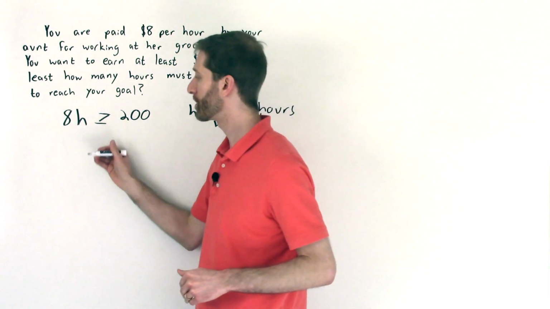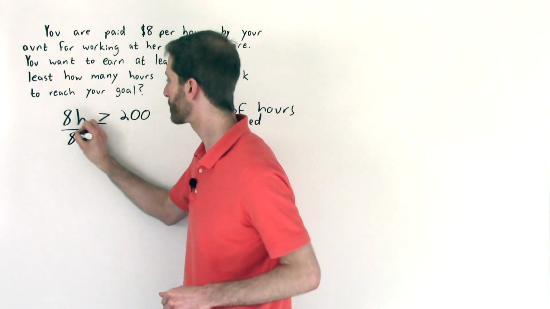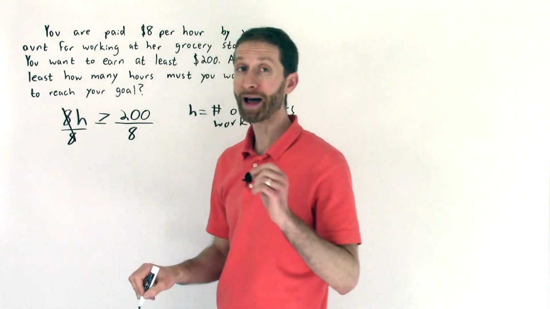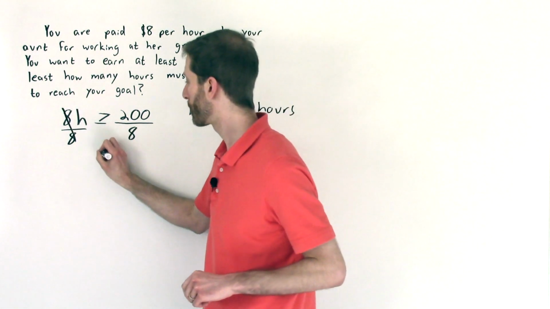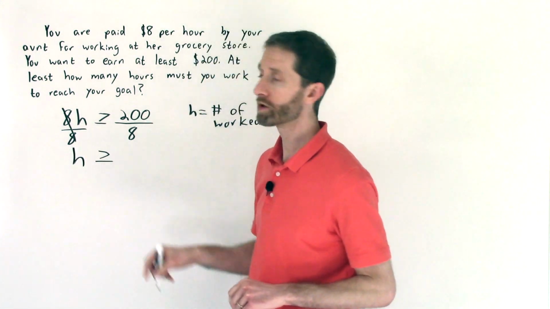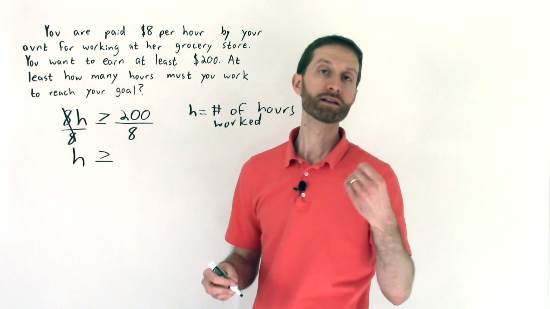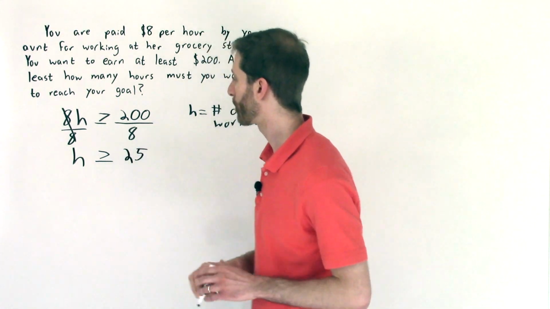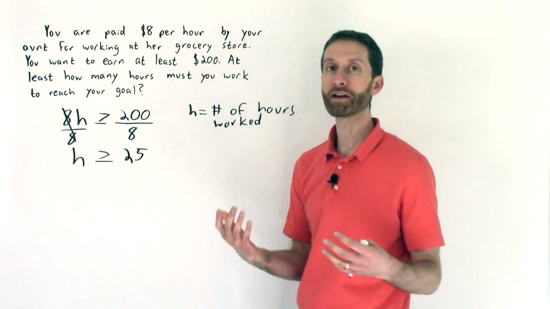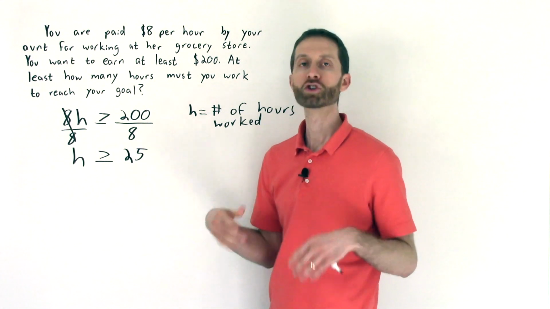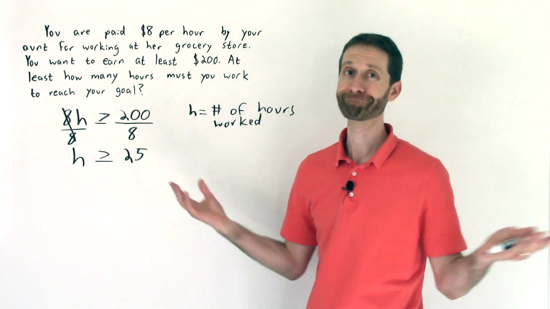We want to undo 8 times H, so we divide both sides by 8. 8 divided by 8, well, it's a positive 8 we're dividing by, so the inequality sign will remain. 8 divided by 8 is 1, leaving us with H. 200 divided by 8, you can either do in your head, by hand, or with a calculator, is going to be 25. So if we were to write out our final answer in words, we would say that we must work at least 25 hours. That's all there is to it, folks.